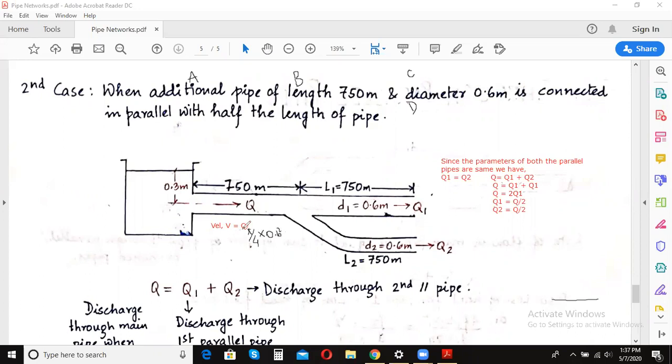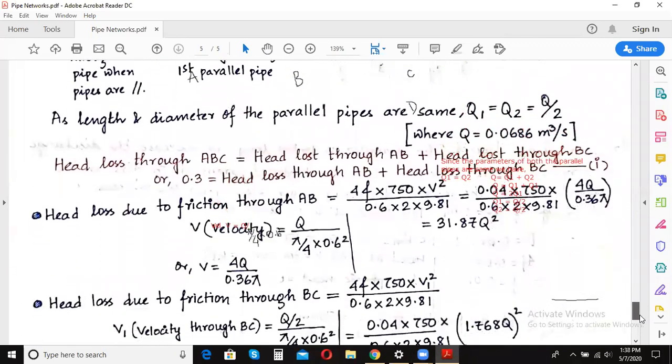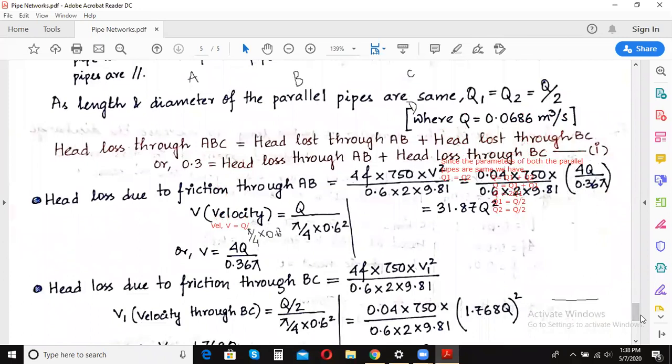Clear? Okay, this is discharge divided by area. Now, if you simply put the value of V in that equation of head loss, then you are going to get an expression something like this. Head loss due to friction through AB is equal to 4FLV square divided by 0.6 into 2G.